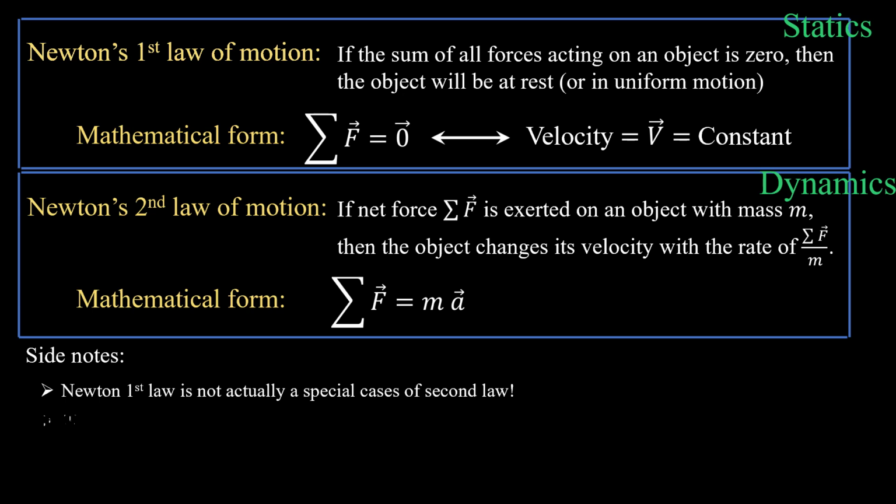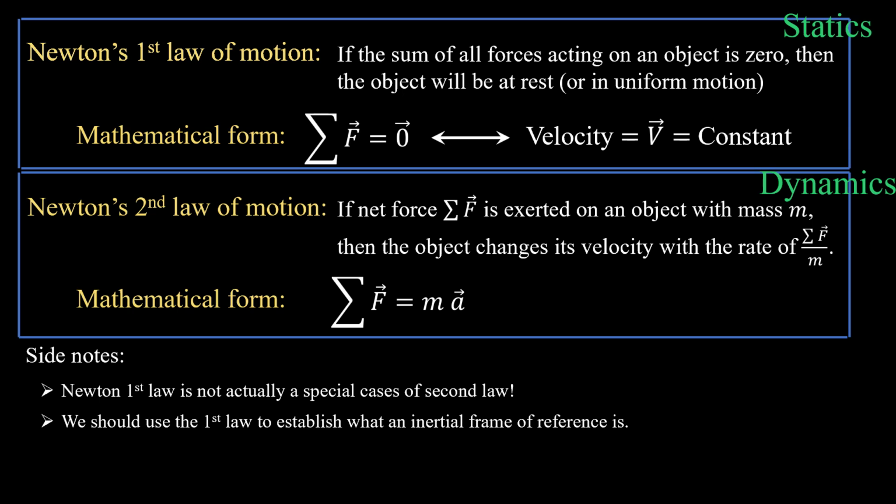Side note 2. We should use the first law to establish what an inertial frame is. The second law is only true in inertial frames of reference. I don't want to get into the topic of inertial frames and explaining why the first and second laws are actually two separate things. I don't want to do so because I'm assuming that this is just a quick review of Newton's laws of motion, and it is not the first time you are being introduced to them. And also, as far as we are concerned in statics, it really doesn't make a difference for us.